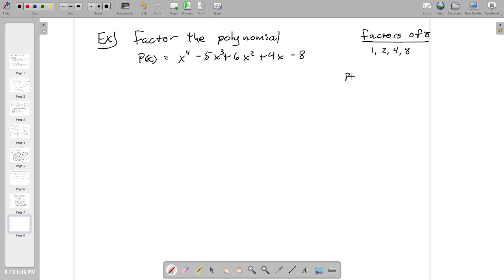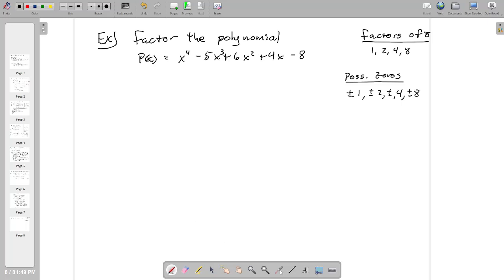So our possible rational zeros are plus or minus 1, plus or minus 2, plus or minus 4, and plus or minus 8. These are the only possible rational zeros. Now, it's not to say that they are the only possible zeros, but they're the only possible rational zeros.